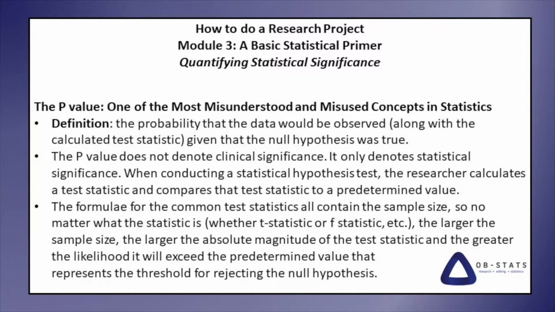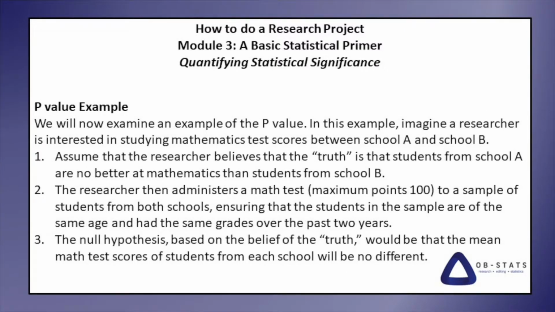When conducting a statistical hypothesis test, the researcher is calculating a test statistic and compares that test statistic to a predetermined value. One will note that the formulae for the common test statistics all contain the sample size, so no matter what the statistic is, whether t-statistic or f-statistic, etc., the larger the sample size, the larger the absolute magnitude of the test statistic, and the greater the likelihood it will exceed the predetermined value that represents the threshold for rejecting the null hypothesis. We will now examine an example of the p-value.